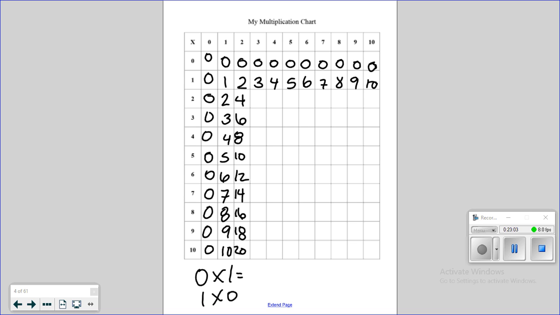What else can I fill out? Michael said, well, I can rearrange. I can switch those factors and fill it out going across. Do you remember what that's called, Michael? It's a very fancy rule.